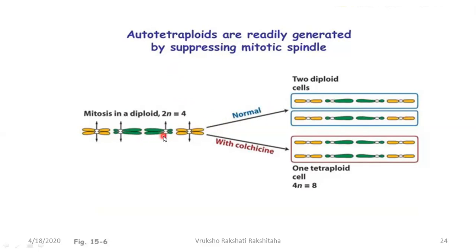But if this cell is subjected to colchicine treatment, colchicine suppresses the spindle formation apparatus, the spindle fiber apparatus. What happens is that in the daughter cell, these chromosomes cannot move towards the opposite pole, and in the same cell all these chromosomes come and lie together, and thus there is the doubling of the chromosome number. So this daughter cell has got double the chromosome number than the parental cell.